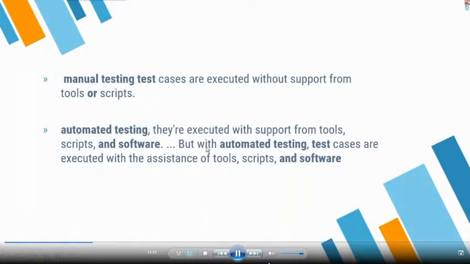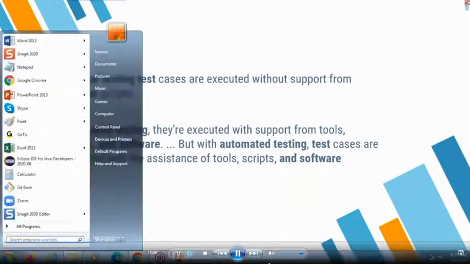Please do not learn by heart. Try to understand what is manual testing and what is automation testing. Manual testing means testing done without the support of any tools and scripts. What is automation testing? Automation tests are executed with the support of tools, scripts and software. Is it clear, guys? Anybody have any questions here? Is it clear? Anybody have any questions?